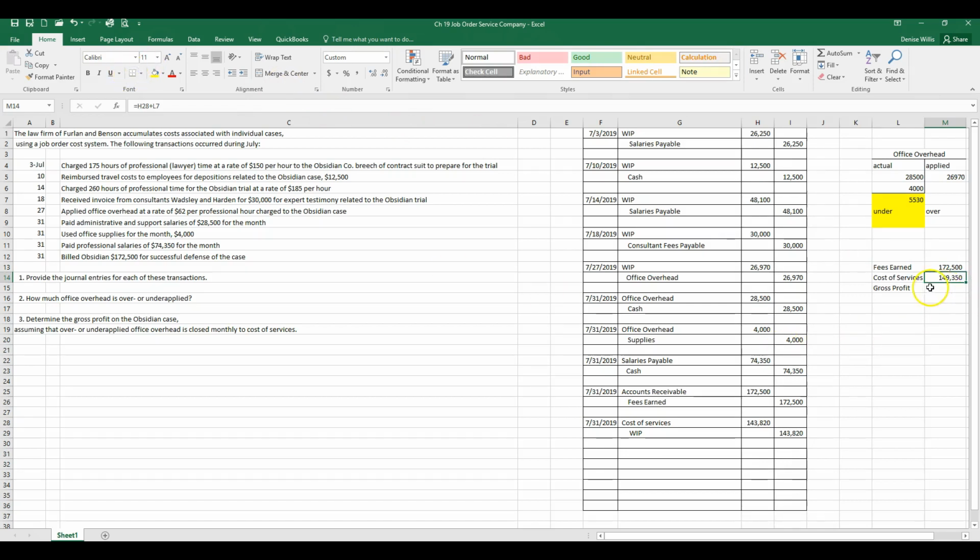Let's go ahead and get our number that we want. Gross profit should be fees earned minus cost of services. Okay, gross profit is $23,150. And I think we've answered all of our questions appropriately.